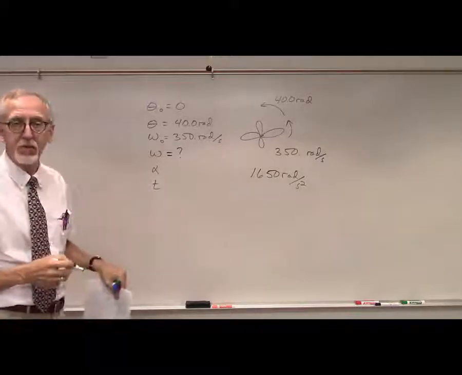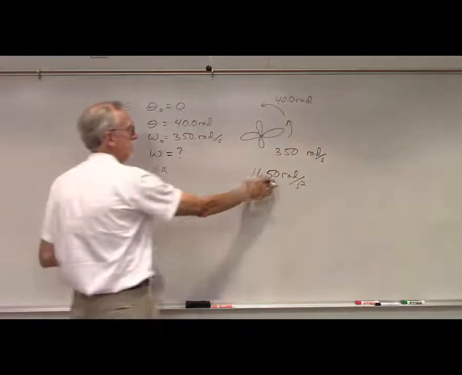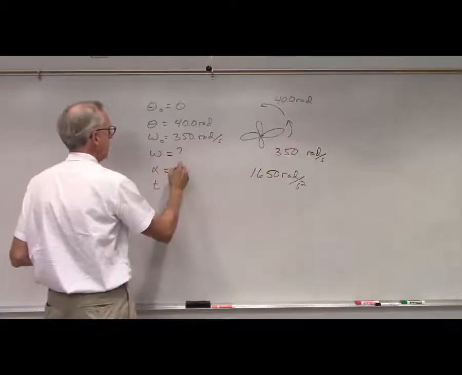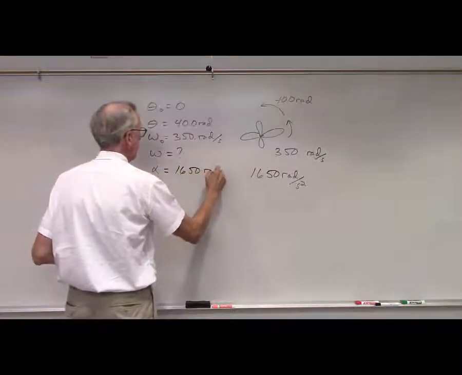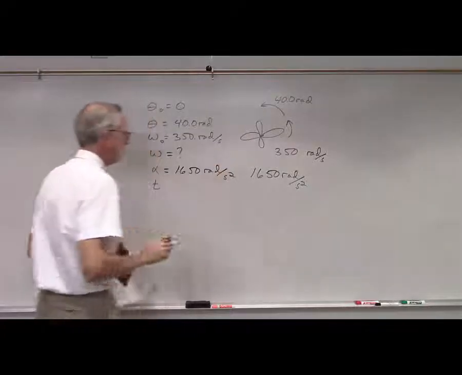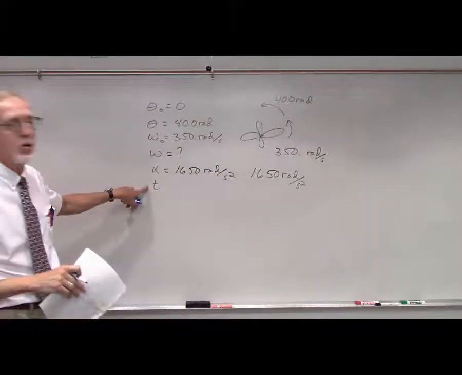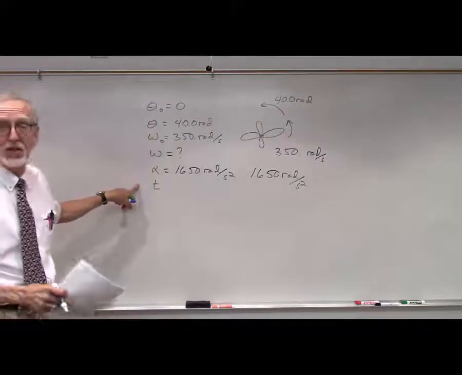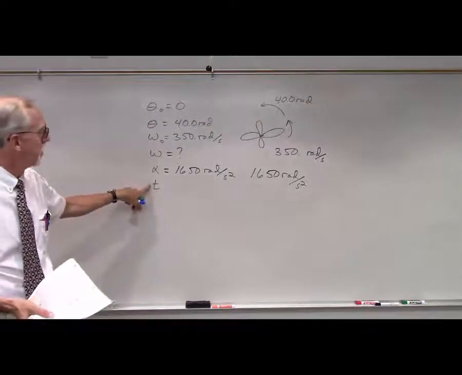Alpha, the angular acceleration, do we know that? Well, yeah, that's what the 1650 radians per second squared is. So we know alpha is 1650 radians per second squared. What about t? Do we know how long this takes? How much time is involved? Well, no, we weren't told anything about that, so we don't know t.